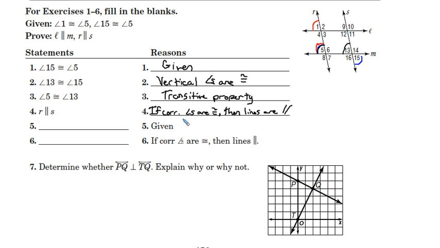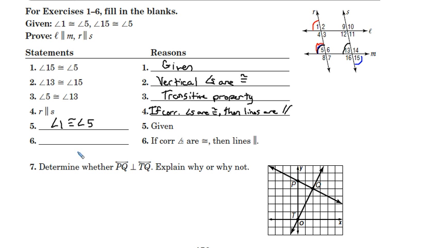It's the parallel symbol. Alright, the other statement is given. What haven't we talked about? We have not said angle 1 is congruent to angle 5. That's our other given statement. And they're telling us, given 1 and 5, the reason for the last statement we need to write: if corresponding angles are congruent, then the lines are parallel.